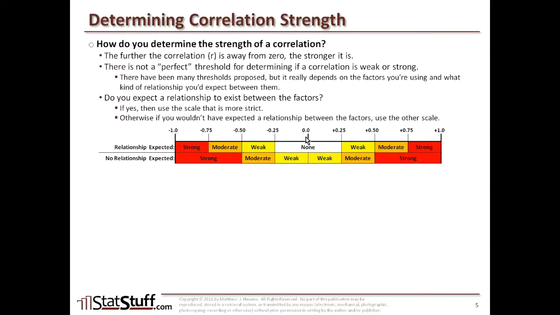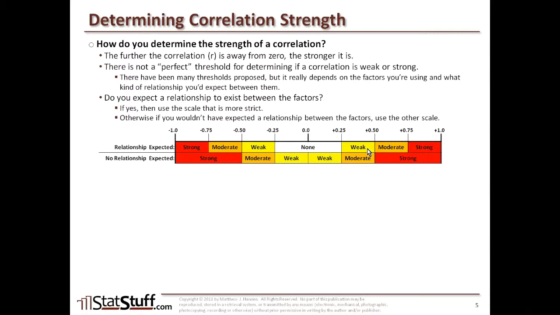Now, what I mentioned before about whether you have a certain threshold, what I mean is, I'd first ask yourself again, do you expect a relationship between the factors? If you do expect a relationship, then you might use this upper row as a guide to determine where the strong, moderate, or weak level is in what you call your relationship.